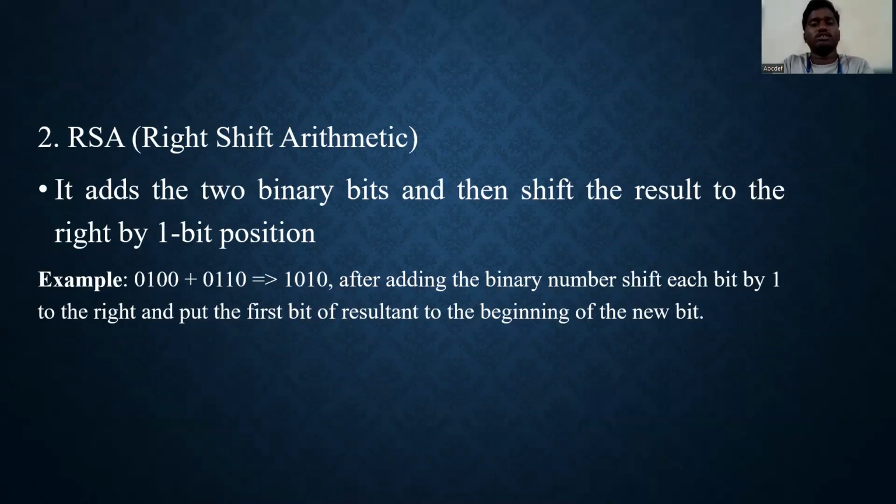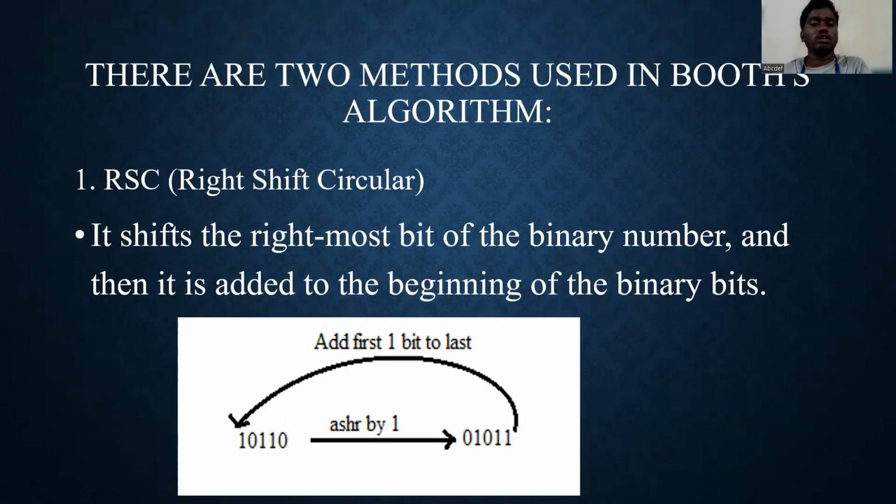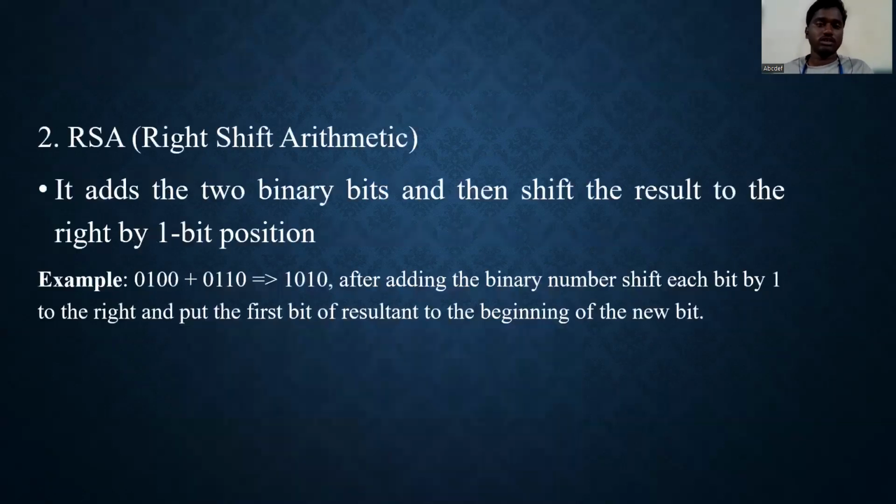And the second one is the right shift arithmetic. It adds the two binary numbers, then shifts the result to the right by 1 bit position. Example: if 0, 1, 0, 0 plus 0, 1, 1, 0 is greater than or equal to 1, 0, 1, 0. After adding the binary numbers, we shift each bit by 1 to the right and put the first bit of the result at the beginning of the new bits. This is the second method of the Booth multiplication algorithm.